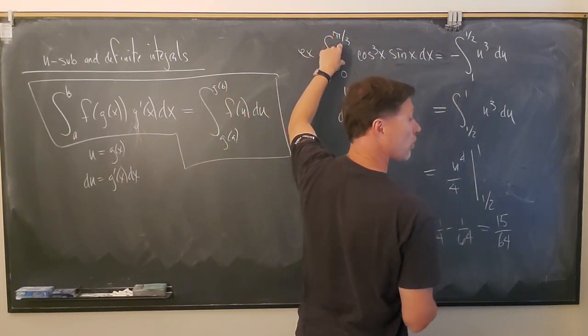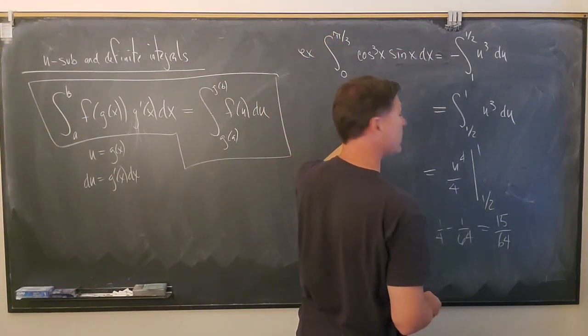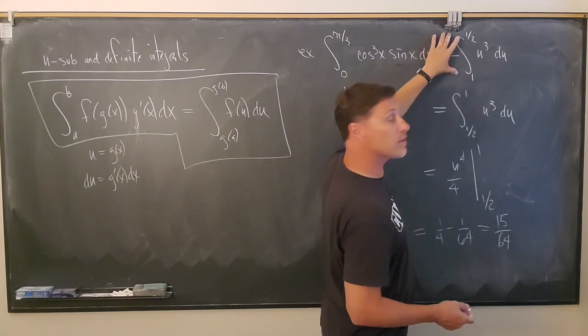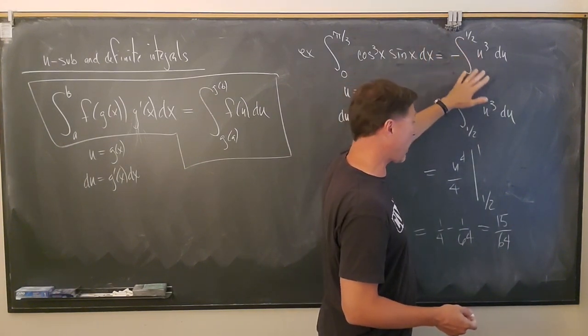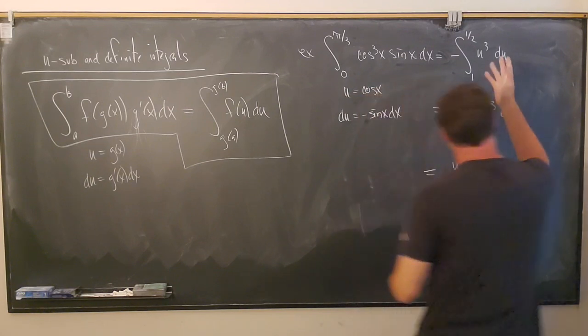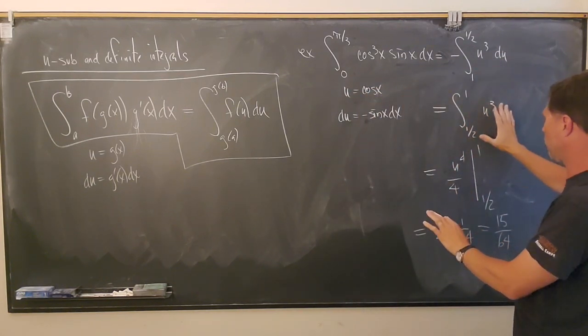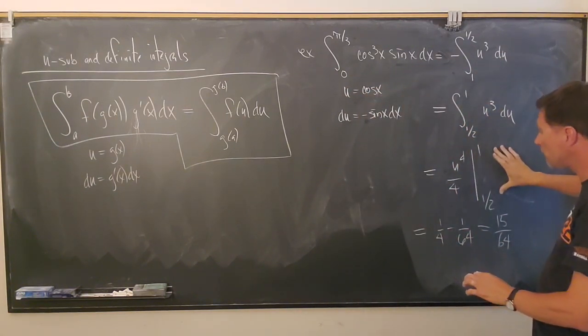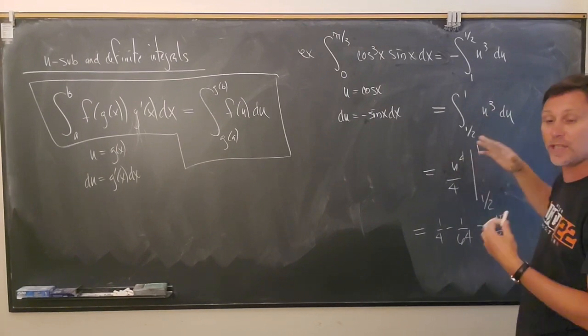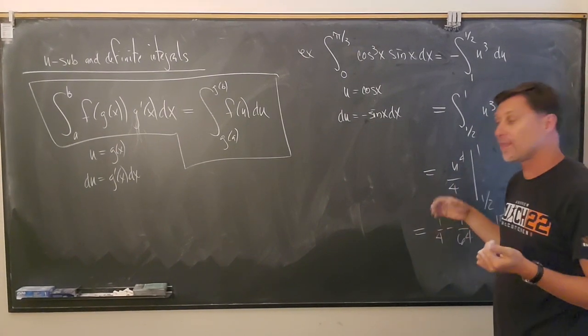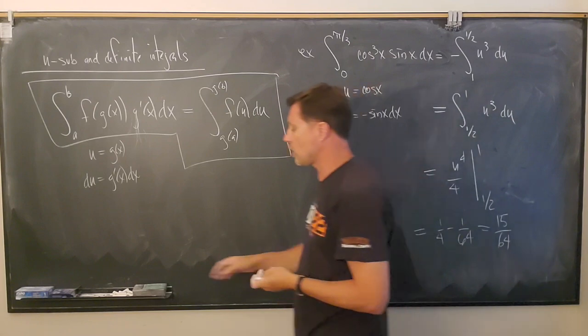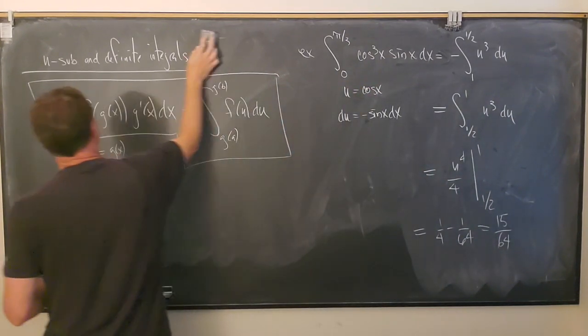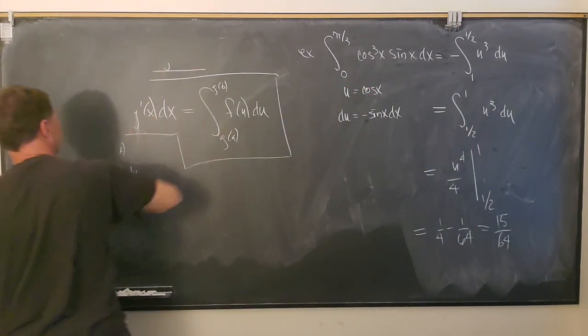So the idea is, old limits, 0 and pi over 3, got plugged into the substitution equation to give us the new limits. And then as we carry it through, notice I do not do any substitution anymore. I plug the new limits into the u function. I don't need to do any back substitution. That's the benefit of changing the limits. There's no back substitution involved. So let's do another example.